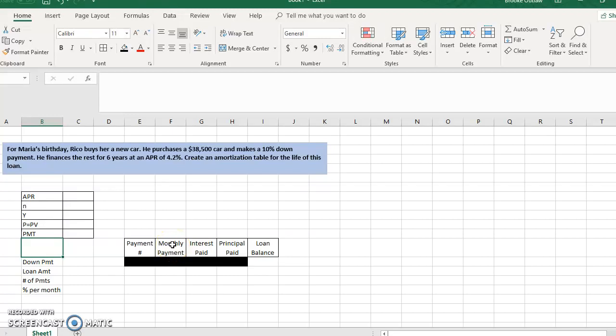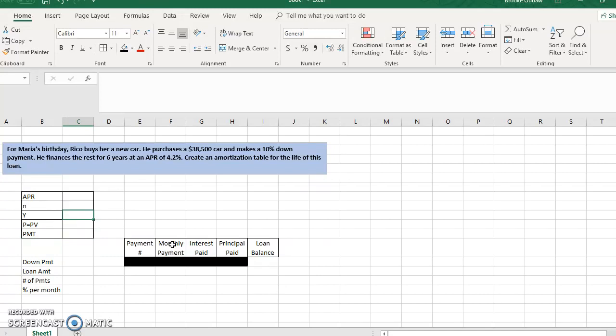Hi class. So we're going to go ahead and use this question to construct an amortization table. The question is, for Maria's birthday, Rico buys her a new car. He purchases a $38,500 car and makes a 10% down payment. He finances the rest for 6 years at an APR of 4.2%. Create an amortization table for the life of this loan.